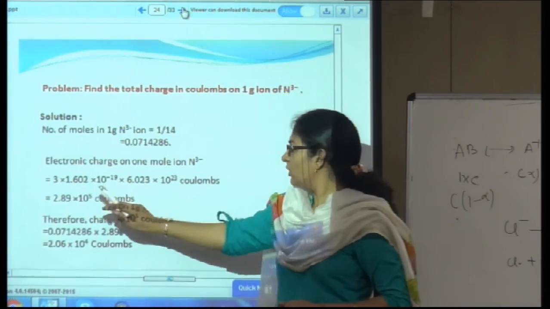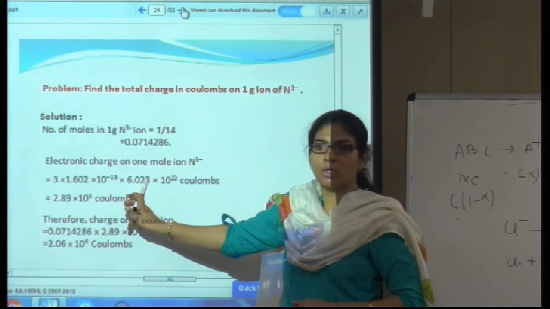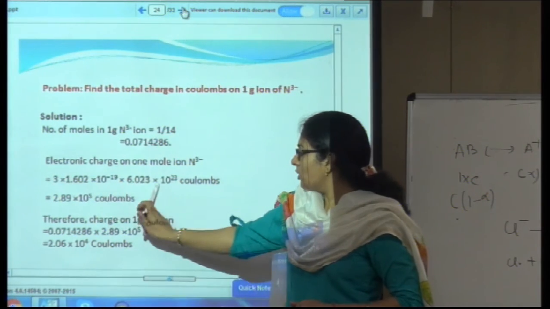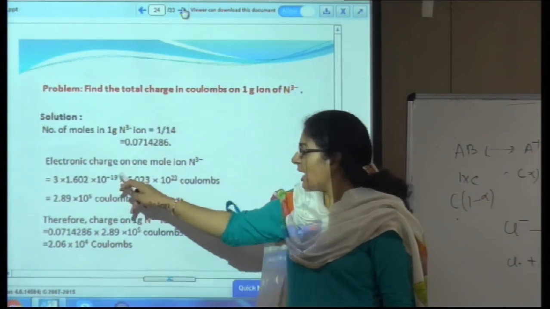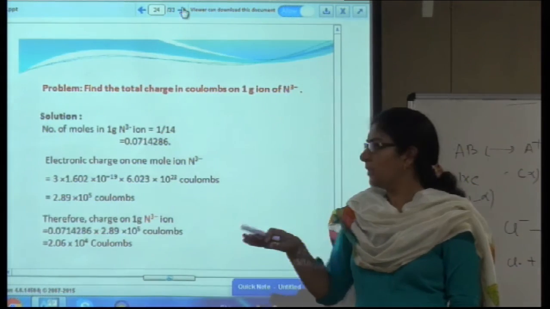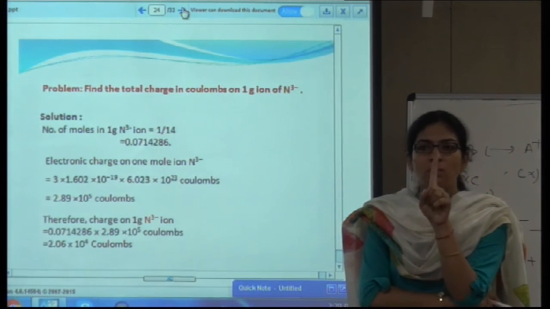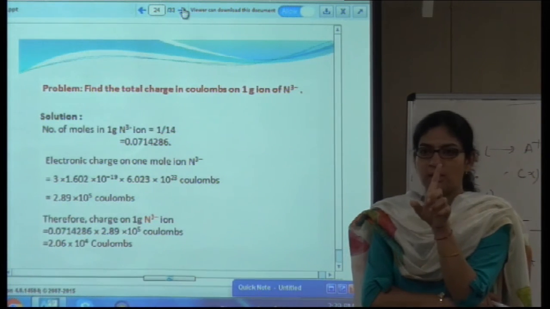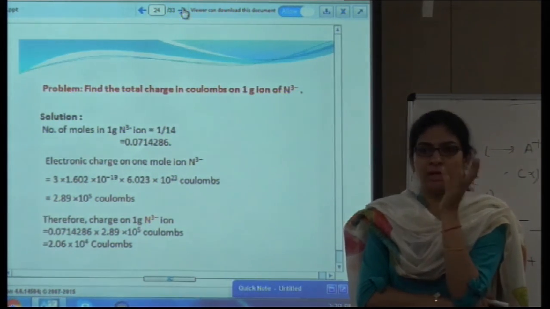This is F only, no? This and this, you multiply this quantity by this quantity. What is this? Charge on 1 electron. And this is what? Number of electrons in 1 mole. So you have this is F. So 3F. Basically, in order to deposit 1 mole of N3 minus, you require 3 Faradays of electricity.